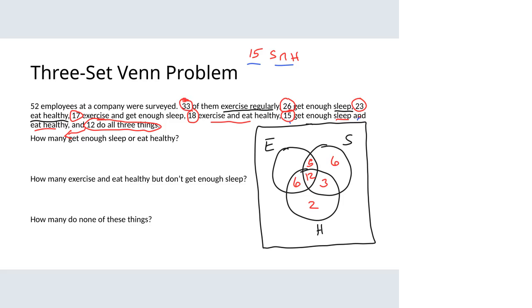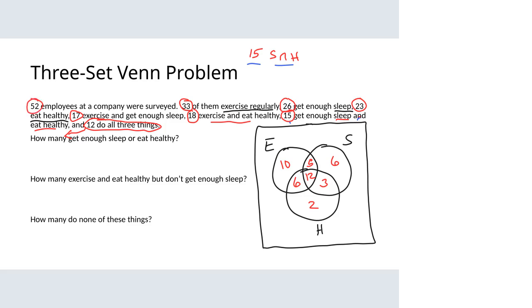33 exercise regularly. I know I'm saying it over and over again, but I just want to make sure we're good. 33 people in this circle. So far, I have 5 plus 12 plus 6 is 23. I'm supposed to have 33, so I need 10 more in that circle. Don't forget about region 8.